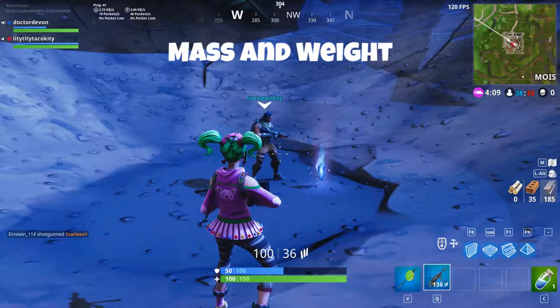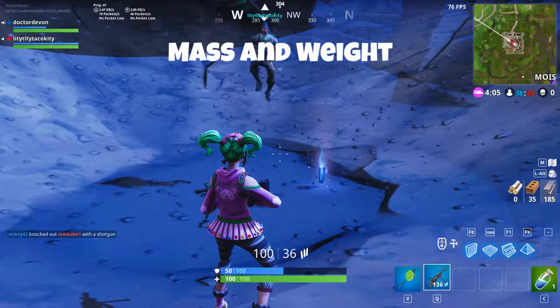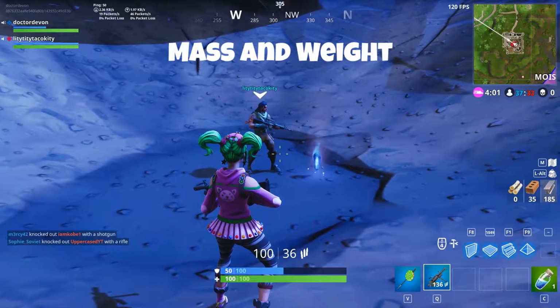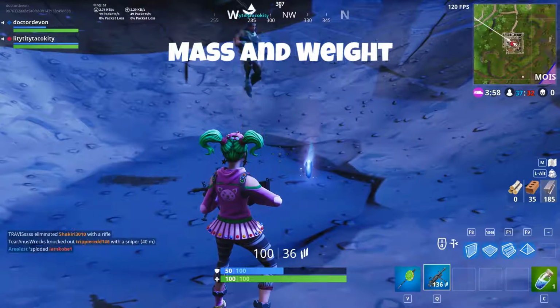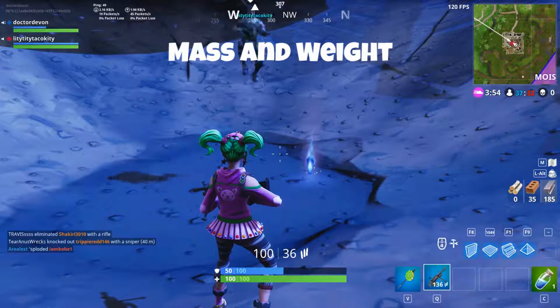There is a basic difference between mass and weight, because mass is the actual amount of material contained in a body and is measured in kilograms. The Fortnite player here has a mass of 70 kilograms, whereas the weight is the force exerted by gravity on that object, shown by mass times gravity.